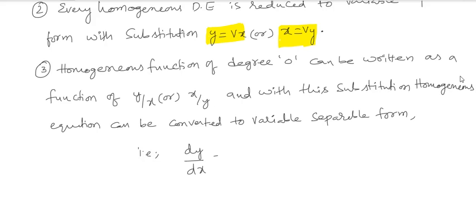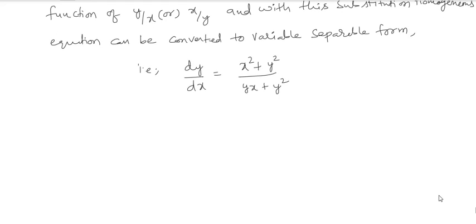So if I take an example, my earlier example only, dy by dx is equal to x square plus y square by yx plus y square. Yeah, the same example you considered earlier, I am considering here. If you observe here, it is a homogeneous differential equation because the degrees are all the same.